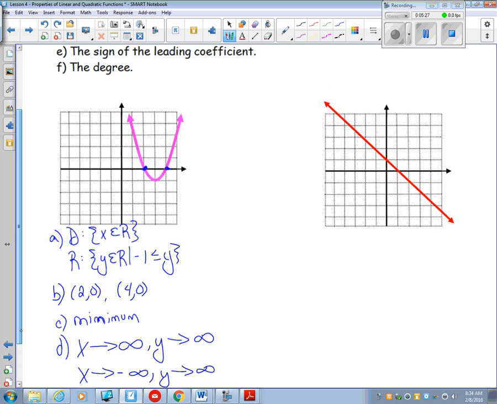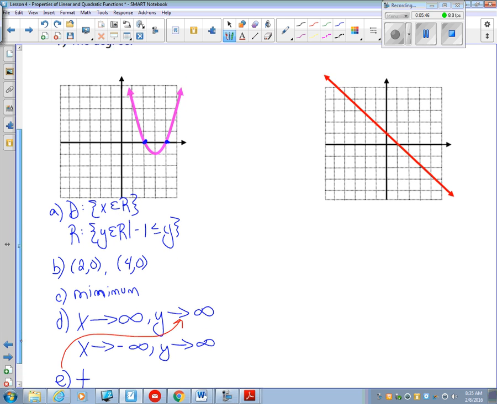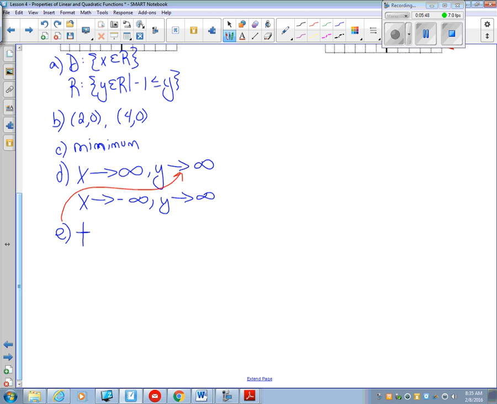Okay. Then the sign of the leading coefficient. Well, that's what the right-hand side of the graph does. I can see that it's right here. So because it's approaching positive infinity, I know the leading coefficient must be positive. Okay, and the last piece wants to know the degree, and we recognize this as a quadratic, so our degree is 2. Okay, and that's how we do the first one.